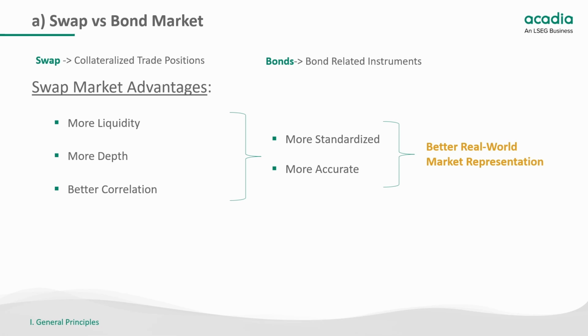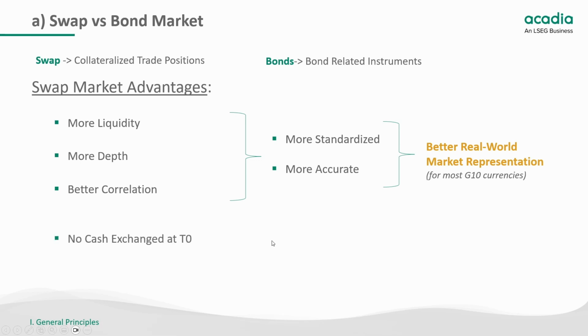But just to nuance what I'm saying here, this is mostly true for G10 currencies. And for some markets, especially emerging markets, the swap market might not be liquid at all, even nonexistent. In those cases, you have to rely on the bond market. For the US, this statement is also not so accurate because the government bond market is extremely liquid and with a lot of depth. Swaps have other qualities as well.